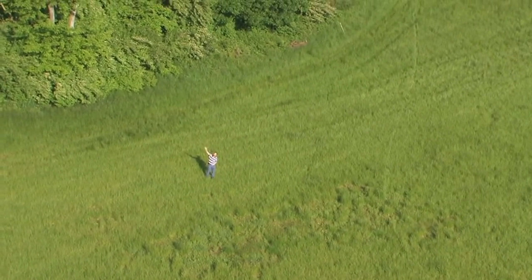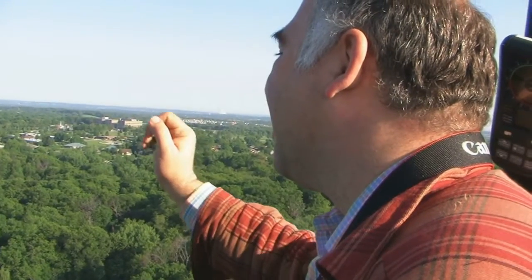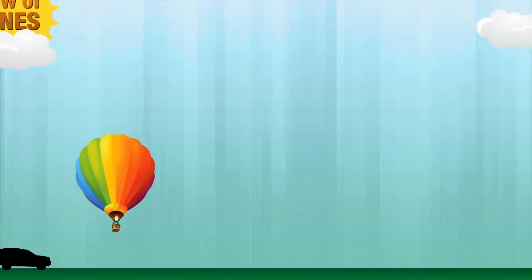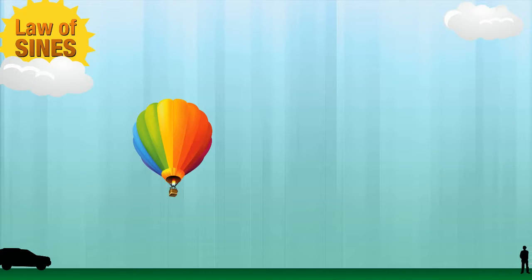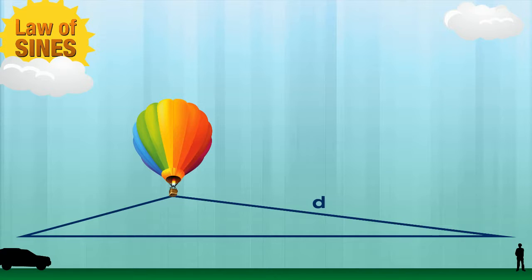Doug just took a picture of Kyle at the landing point off in the distance. He's wondering how far the camera is away from Kyle. That's where the law of sines comes in. I'll show you. See how the launch point, the balloon, and Kyle determine a triangle? We can find this distance by using the law of sines.